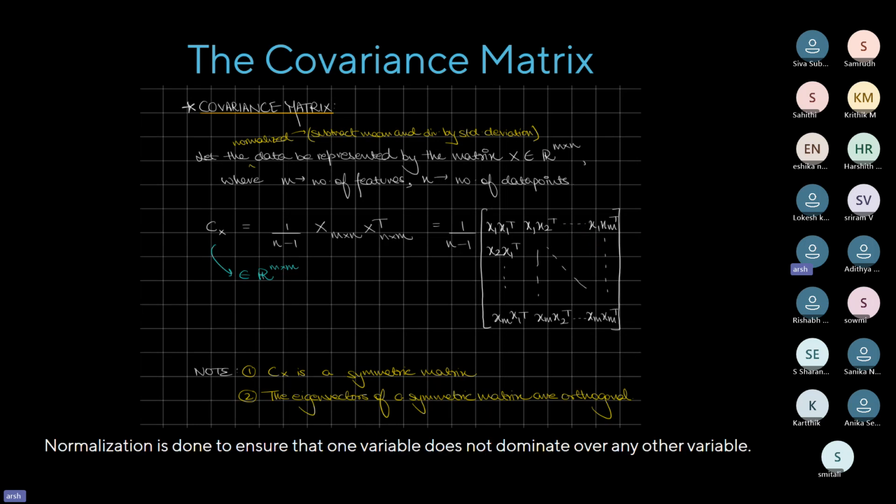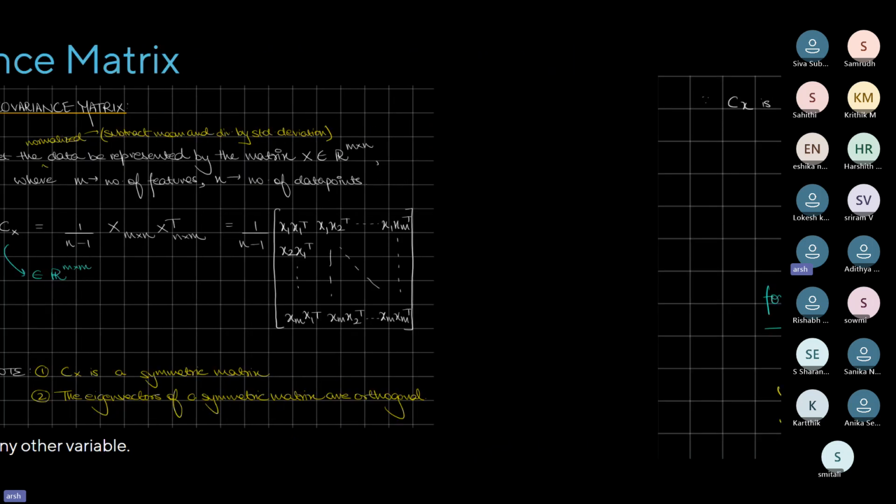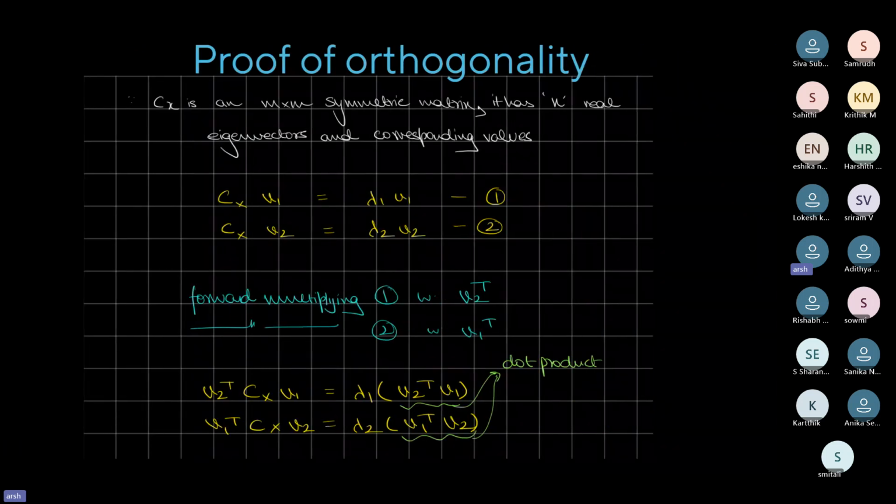This is a linear algebra fact that we are going to prove now. And this is very crucial to how PCA works and why it works. So this is the proof of orthogonality. So Cx is an m cross m symmetric matrix, and it has n real eigenvectors and corresponding eigenvalues. So you take any two of those eigenvectors and their corresponding eigenvalues. So Cx v1 is lambda1 v1, Cx v2 is lambda2 v2.